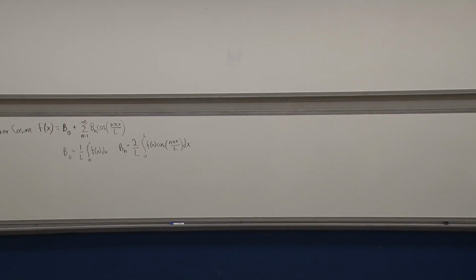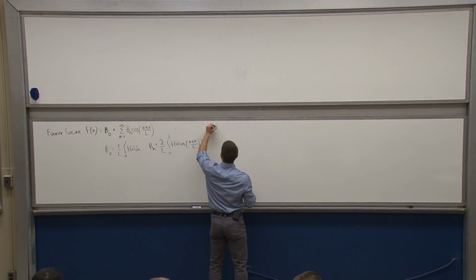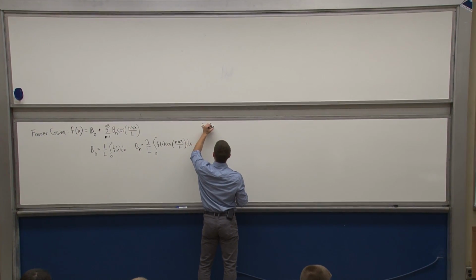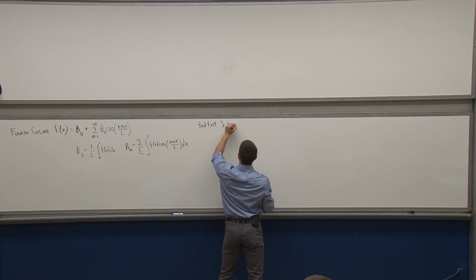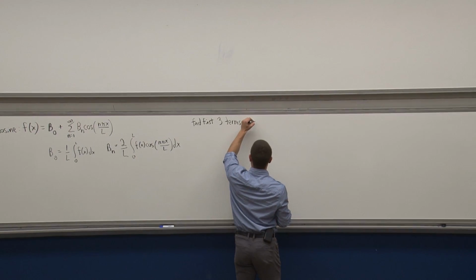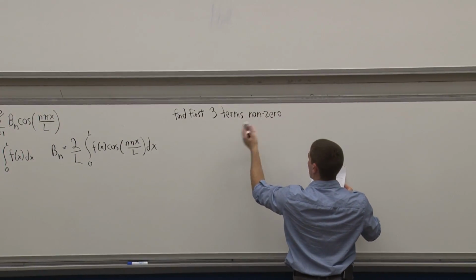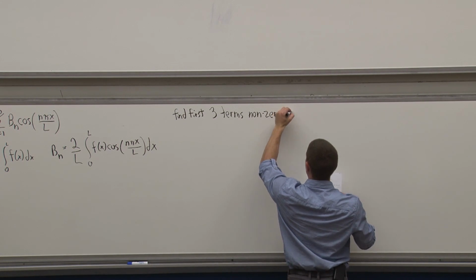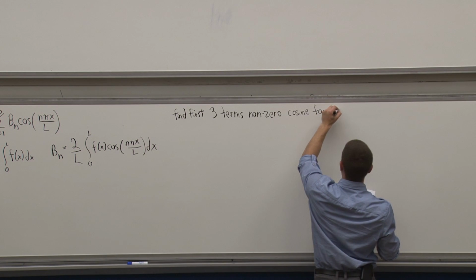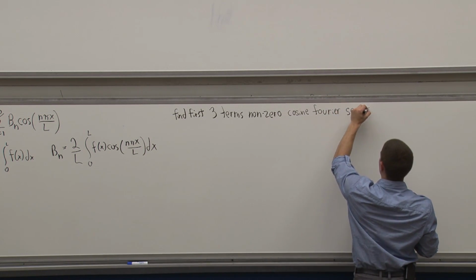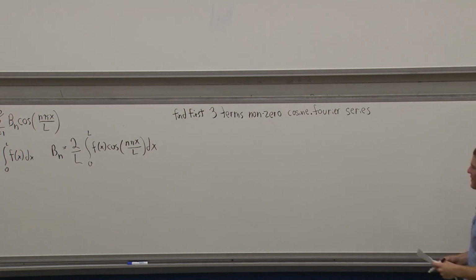Pretty sure I have one. All right, here we go. So our example is going to be the same thing. Find the first 3 non-zero terms of the cosine Fourier series. I'll just jumble the words. That's good.